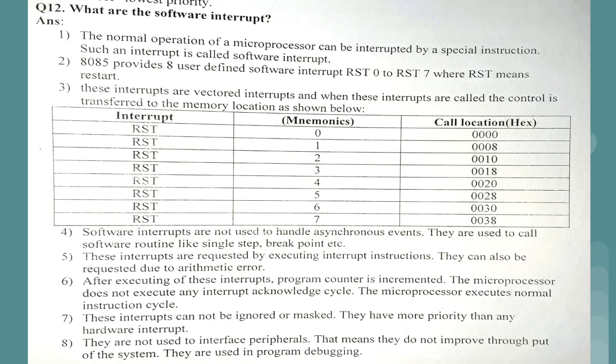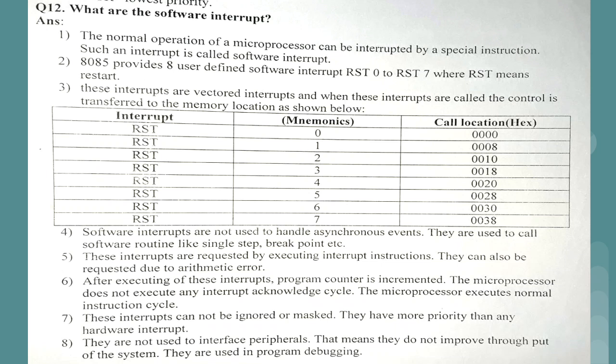This particular table is very very important, and we have software interrupts which start from RST 0 to RST 7, and RST is nothing but the restart option. Okay, so now I am starting from the first point of software interrupt.